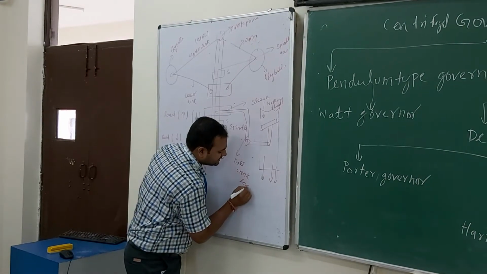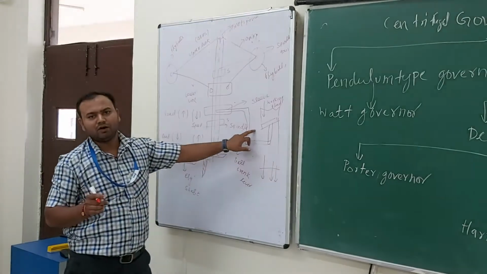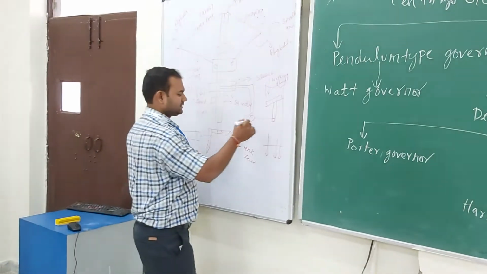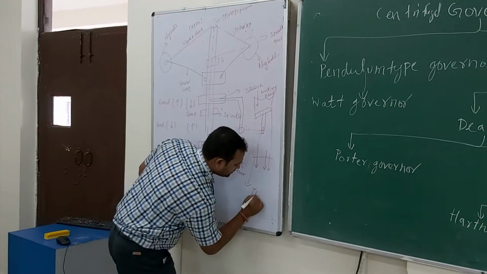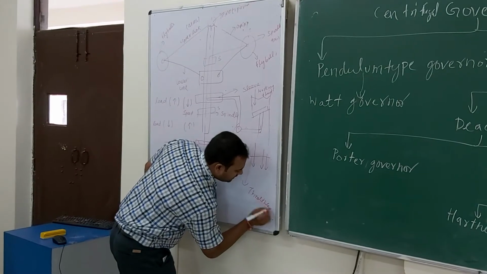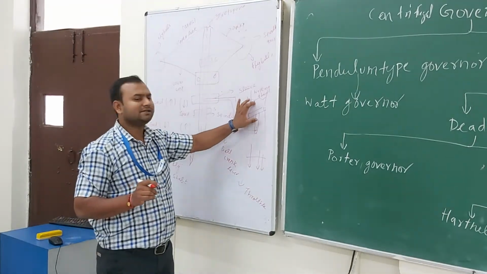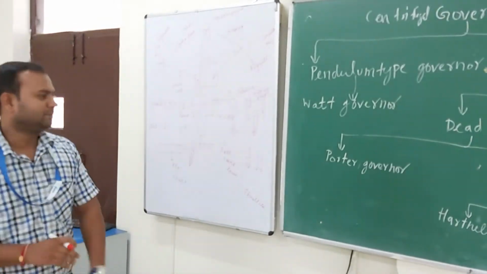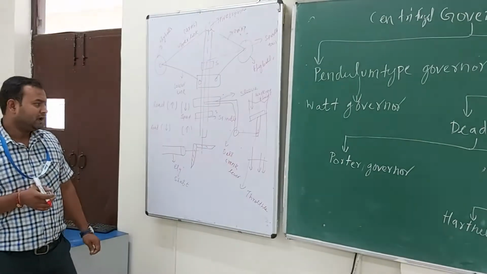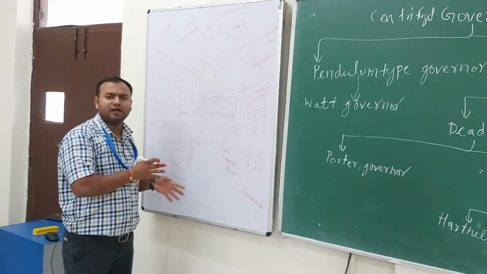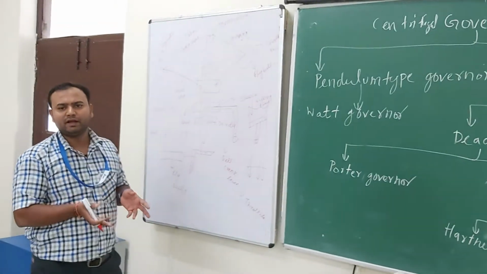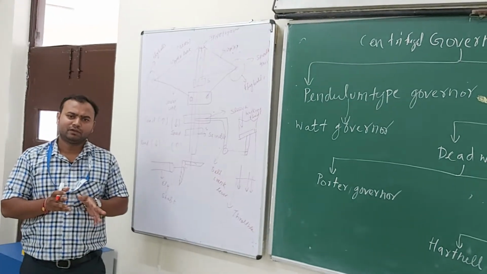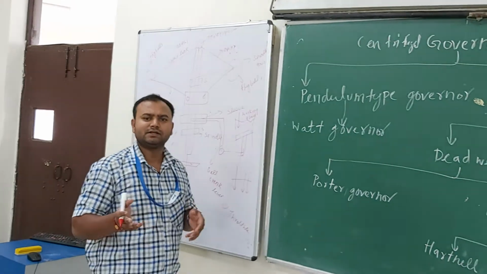The bell crank lever exerts a force on the throttle valve, which causes the valve to open slightly, and the supply of working fluid increases. It obtains an equilibrium speed, and our load and speed variation is settled.